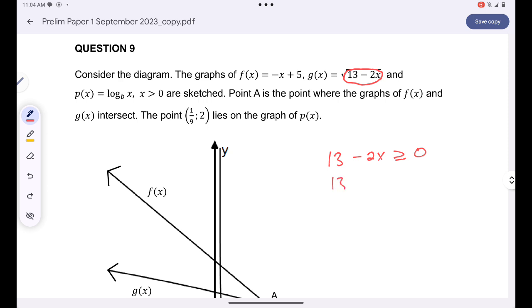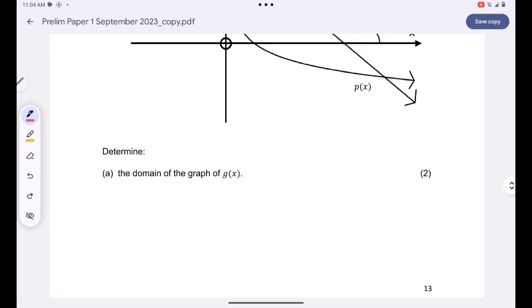So this will be just 13 is greater than or equal to 2x. Or rather, let me write it like this: negative 2x is greater than or equal to negative 13. If I divide both sides by negative 2, I'll have x on the left-hand side. But remember, guys, I'm dividing by a negative number, so the sign of the inequality has to change. So I'll end up having 13 over 2.